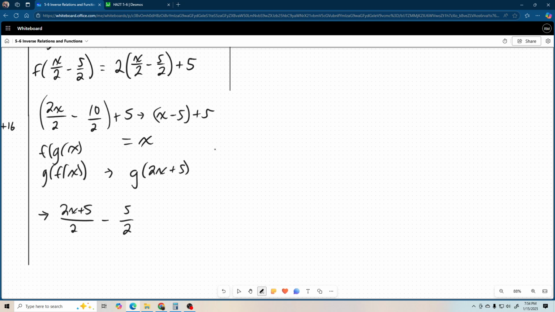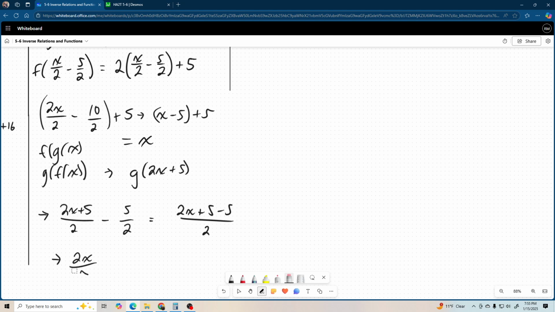So 2x plus 5 over 2 minus 5 over 2 is going to equal, right? Because they have the same denominator, this is going to be 2x plus 5 minus 5 over 2, so we can just combine them across. The plus 5 minus 5 cancels out, so this is going to equal 2x over 2, because the 5's cancel. So 2x over 2 equals x. So in other words, g of f of x also equals x.